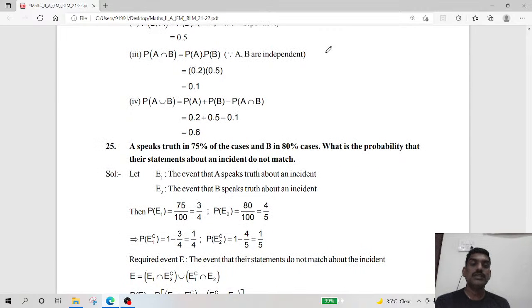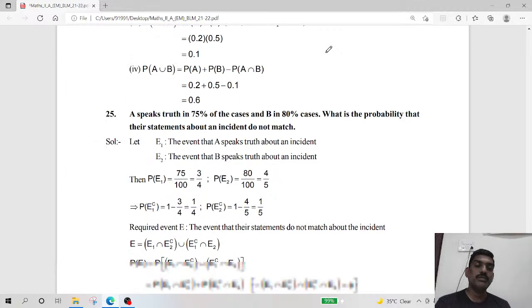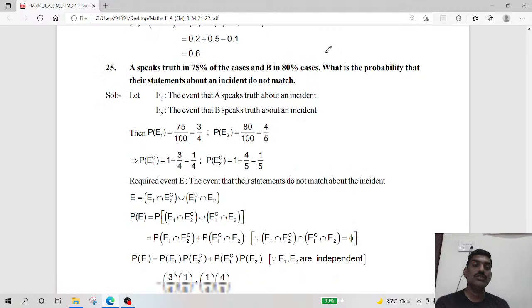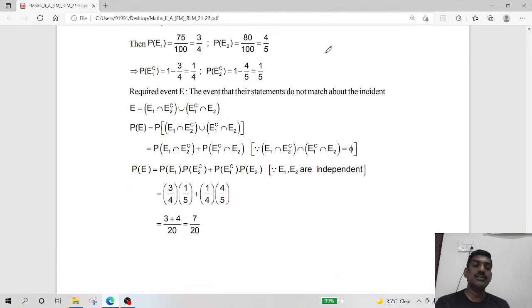A speaker speaks truth in 75% of the cases and B in 80% of the cases. What is the probability that their statements about the incident do not match? Let E1 be the event A speaks truth, E2 the event B speaks truth, and P of E1 is given, P of E2 is given, then P of E1 complement and P of E2 complement. The required event is that their statements do not match about the incident. P of E1 intersection E2 complement, union E1 complement intersection E2. So both simplified and substitute the values.